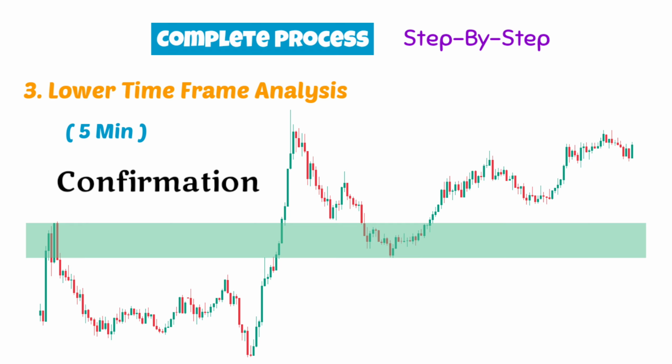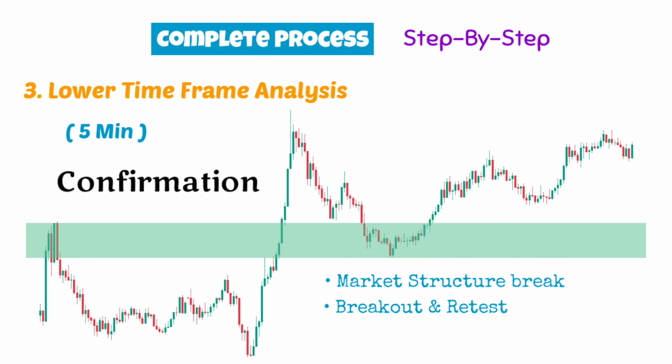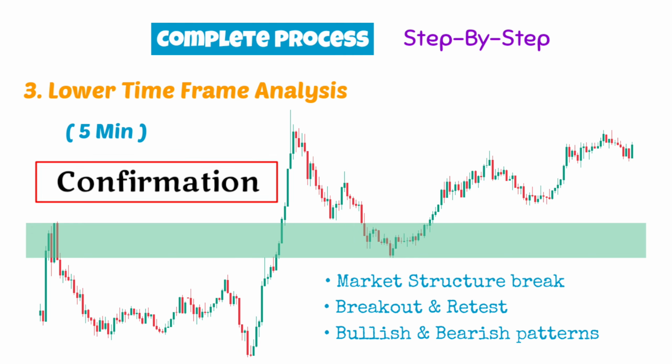Your confirmation can come in many forms, such as a market structure break, a breakout and retest, a bullish or bearish candlestick pattern, or any other confirmation that fits your trading strategy. Only after getting proper confirmation should you execute your trade. When all three time frames align in the same direction, that's when your trade has the highest probability of success. This approach allows you to take planned, high-probability trades instead of random entries.